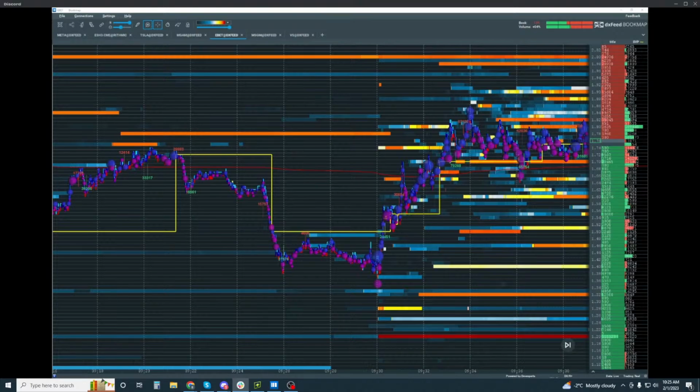So as we said, we have a small float. This company has no cash. This company has warrants.